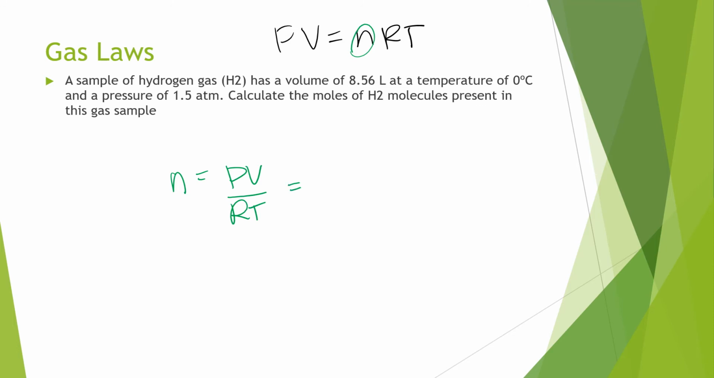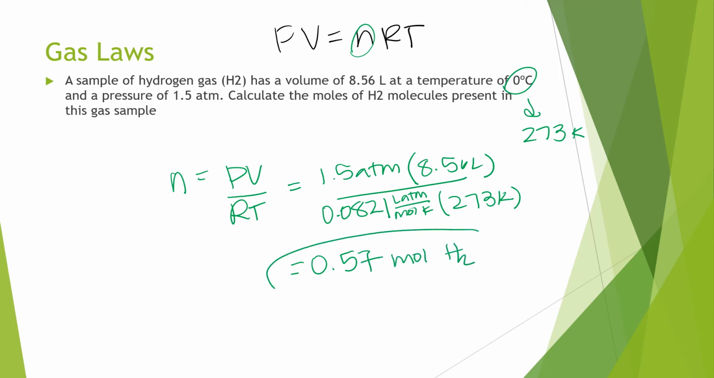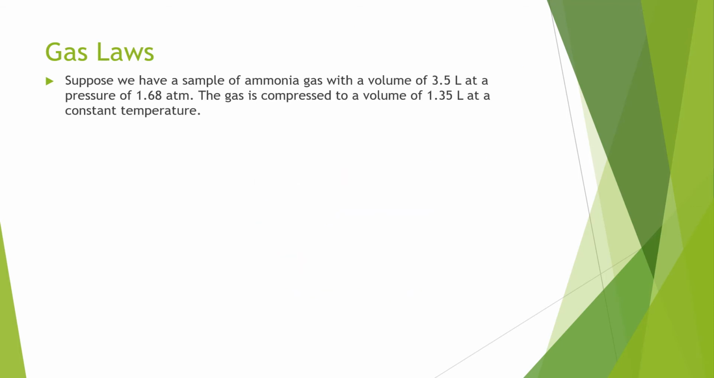I'm going to plug everything in: 1.5 atmospheres times 8.56 liters, divided by, make sure you use the correct ideal gas constant. So we have to use the one that's in liters, atmospheres, per mole Kelvin. And then we have to convert this to Kelvin. And when we do this math, we're going to get 0.57 moles of H2. So very simple and straightforward.